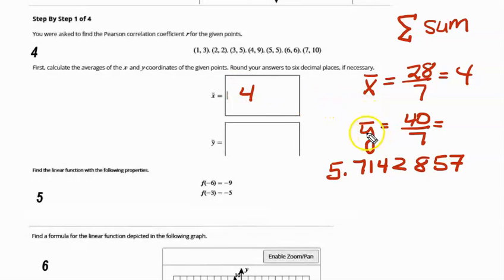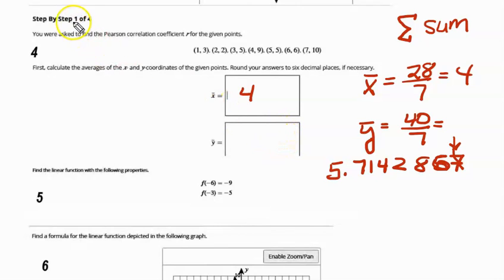In the y mean, the sum of the y coordinates was 40, divided by 7, gave us this long decimal. Now we're asked to round it to 6 decimal places. I have put 7 decimal places, so we go to the 7th, which is a 7. The rule is if it's 5 or more, you drop it and then add 1 and make this 5 a 6. So this is what you would put here, and you would get it right.